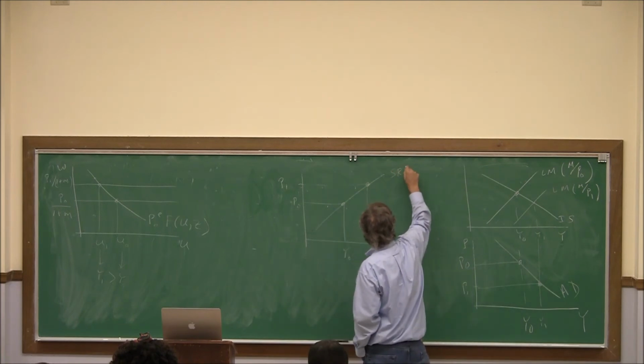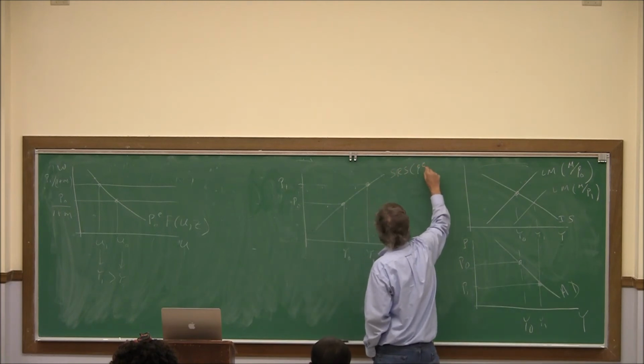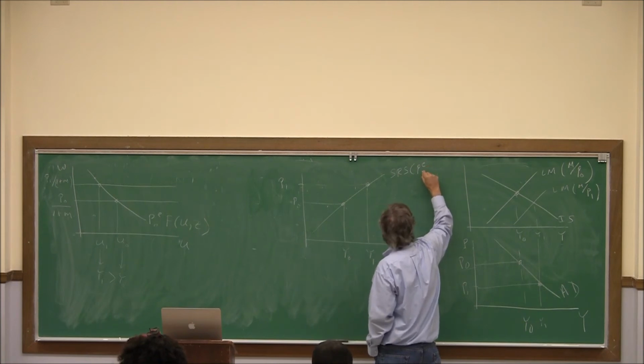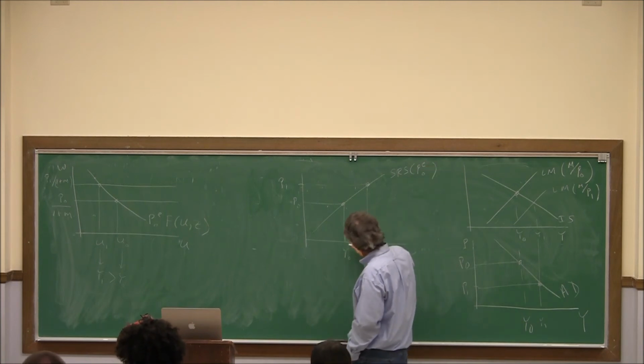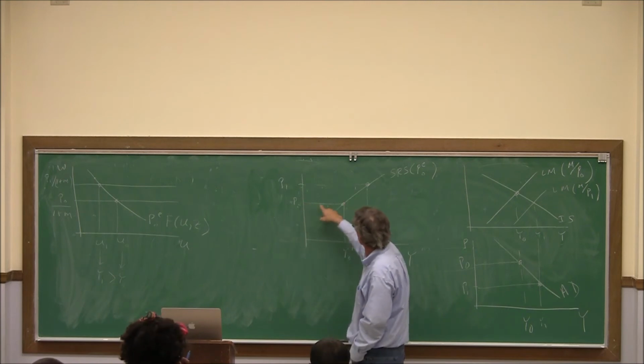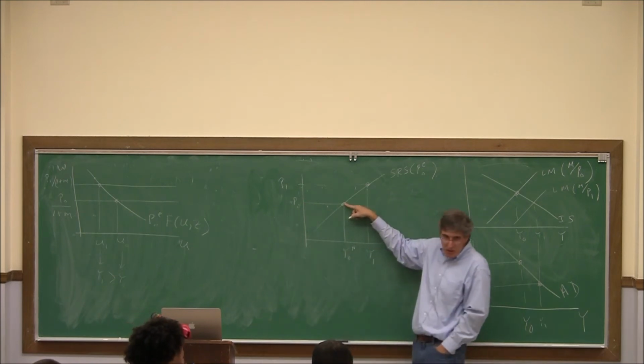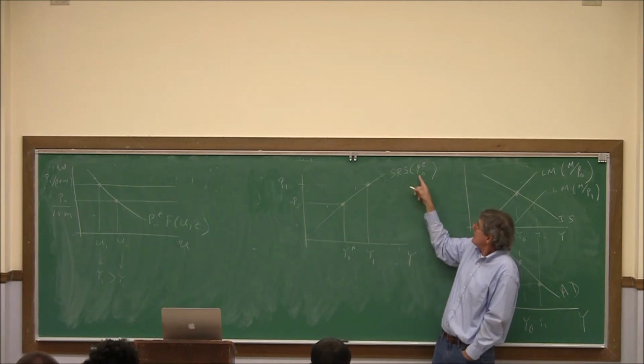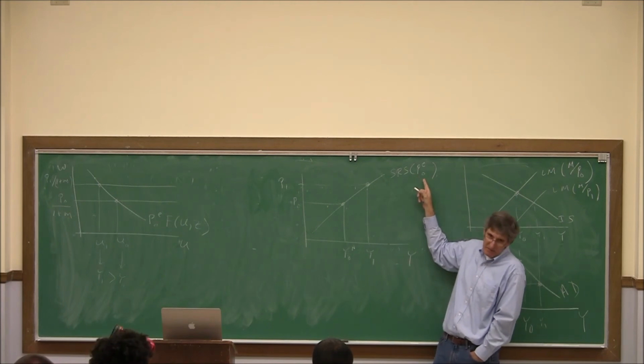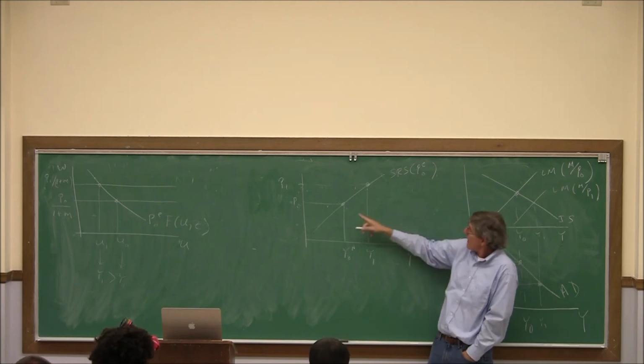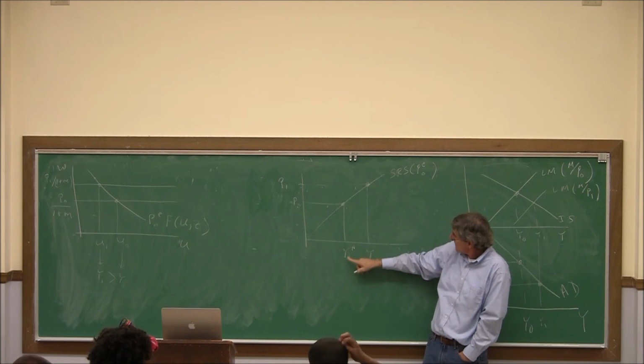So the short run supply curve, the PE, looks like that. In fact, this has to be the natural rate. Because if our expectations are correct, we're at the natural rate. If PE0 means PE equals P0, and I've been using that notation, that has to be the natural rate.